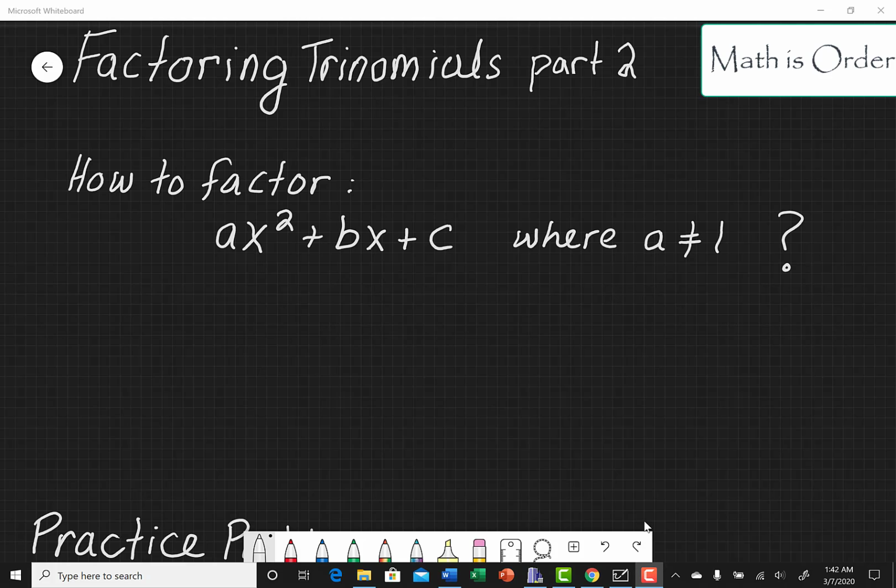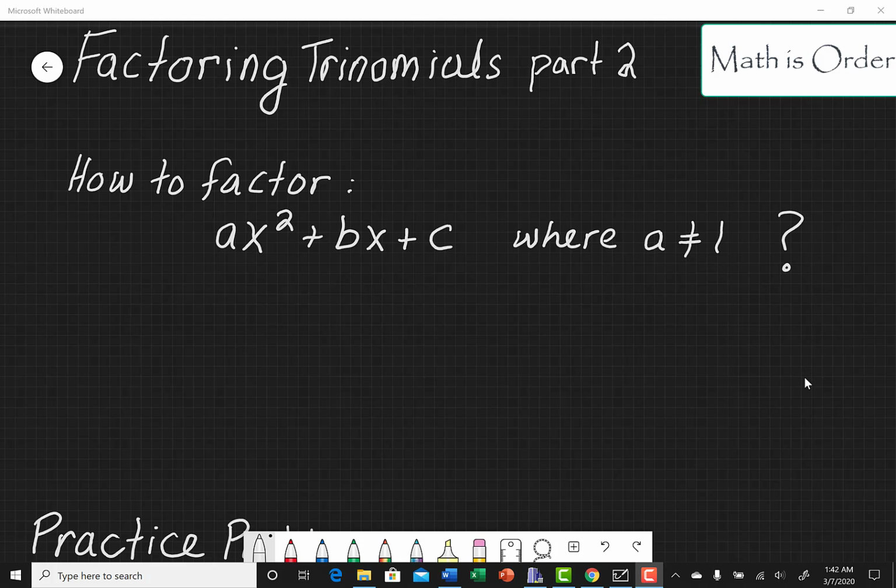This is the second of 3 or 4 videos having to do with factoring and factoring trinomials. In this video, we look at factoring trinomials of the form ax squared plus bx plus c, where a is not equal to 1.